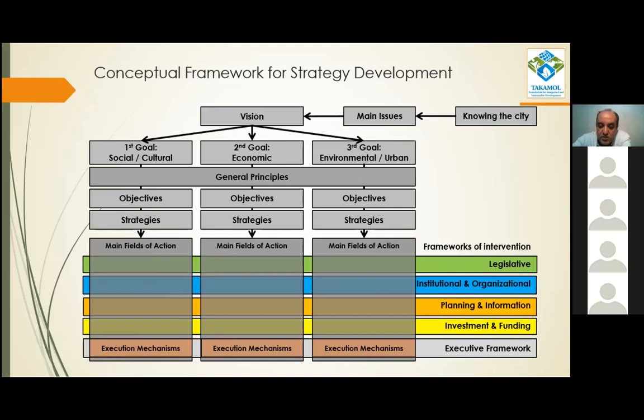Institutional and organizational is related to building the capacities of the local administration, for example, making better organization for the local administration and how they manage the area. Planning and information is related to our field of work, which is urban planning, how you make a physical plan, or land use plan, or whatever. And for investment and funding, we can put some incentives for investment and provide funding for our projects and interventions.